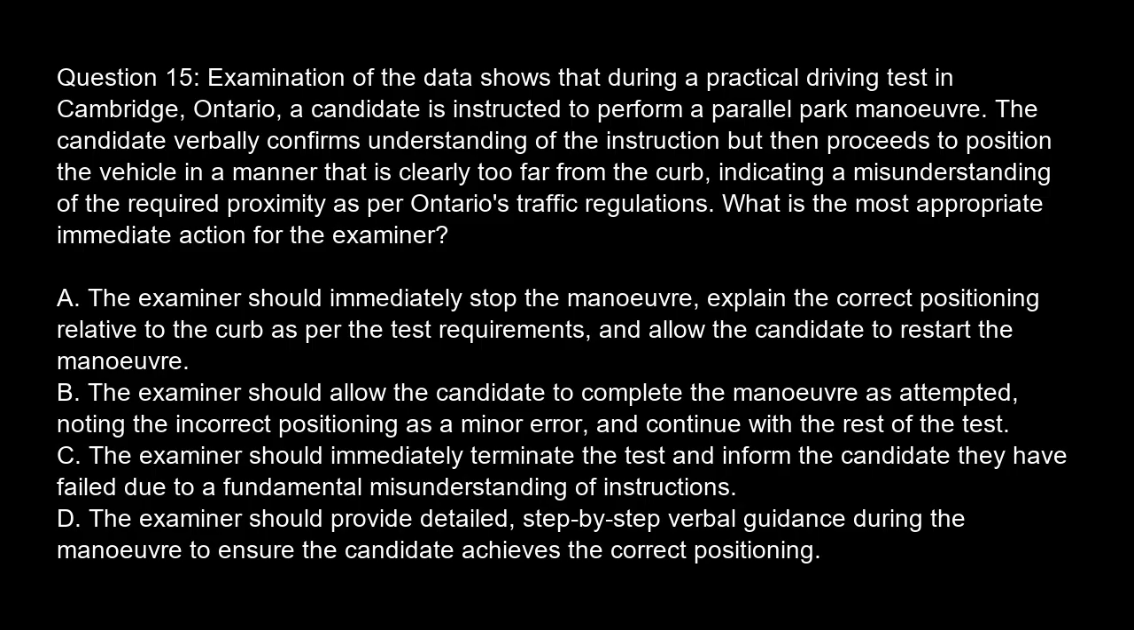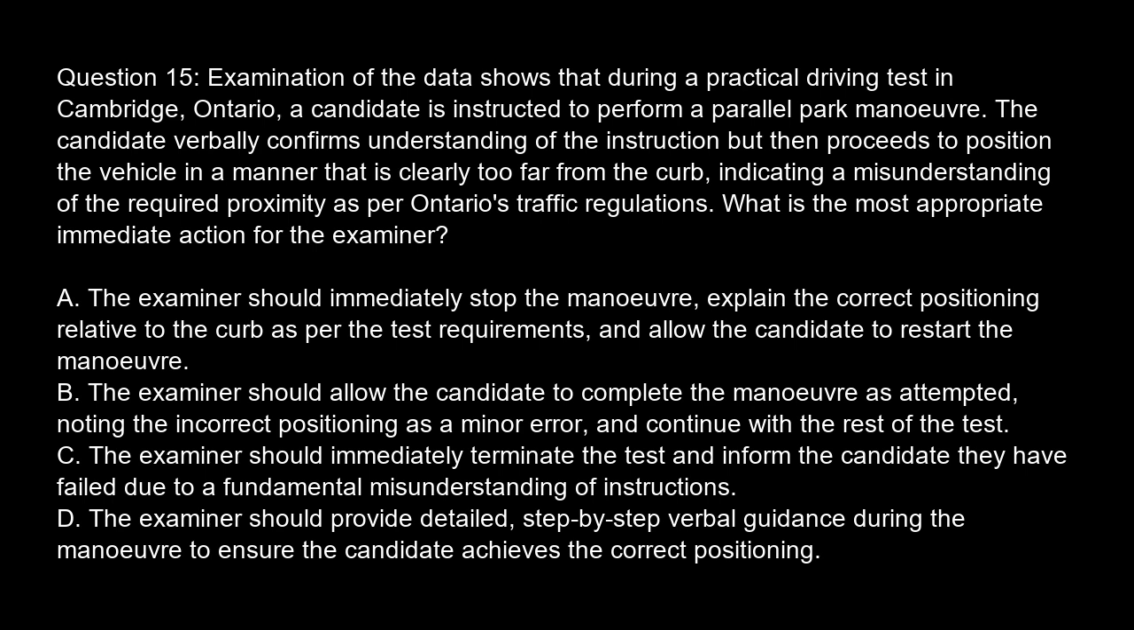Question 15. Examination of the data shows that during a practical driving test in Cambridge, Ontario, a candidate is instructed to perform a parallel park maneuver. The candidate verbally confirms understanding of the instruction, but then proceeds to position the vehicle in a manner that is clearly too far from the curb, indicating a misunderstanding of the required proximity as per Ontario's traffic regulations. What is the most appropriate immediate action for the examiner?